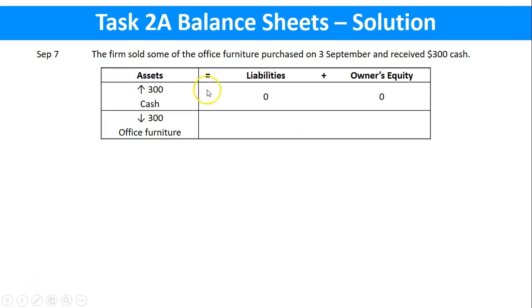So again, that's a transaction where the assets go up and down by the same amount. That balances to zero. We've got zero in liabilities plus zero in owner's equity. So the accounting equation does balance in this case.